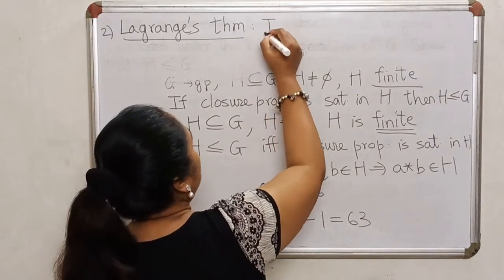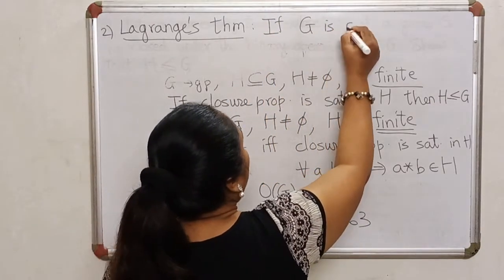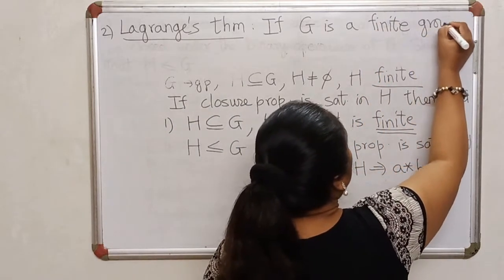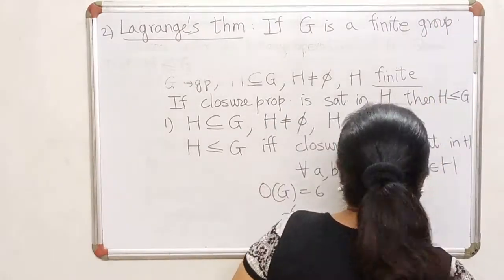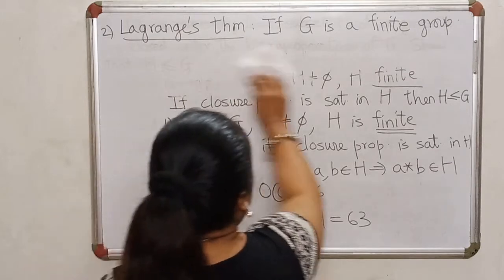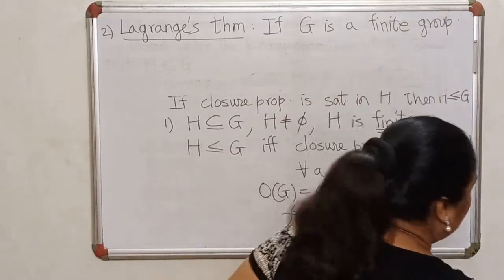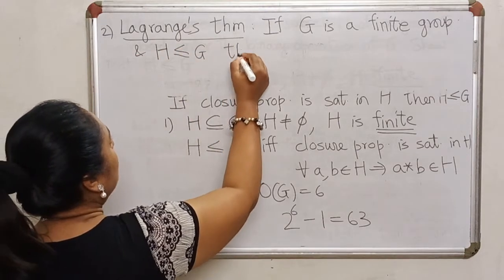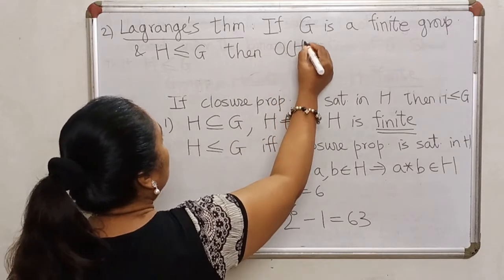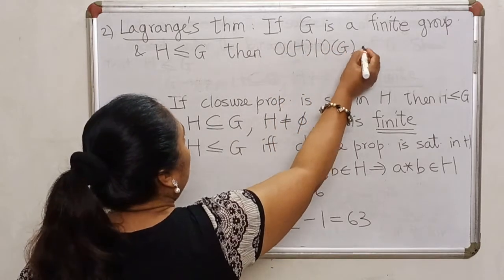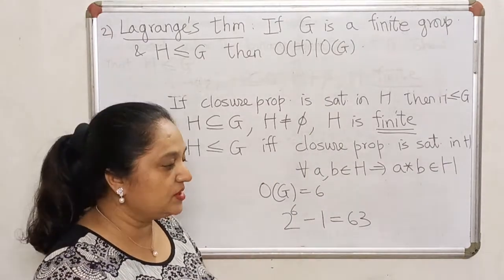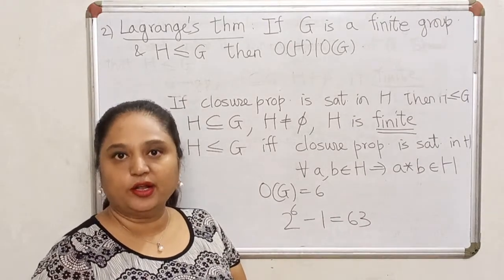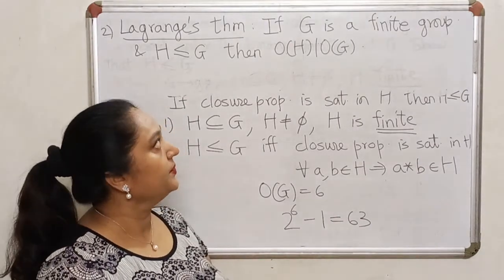So Lagrange's theorem says, if G is a finite group, the keyword again is finite here, and H happens to be a subgroup of G, then the order of H will have to divide the order of G. So Lagrange's theorem states that if a group is finite and H is a subgroup of G, then the order of H will divide the order of G.